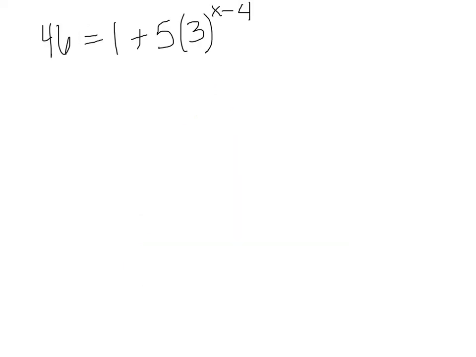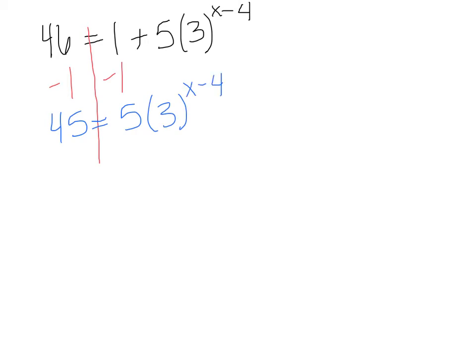This one looks really crazy complex, but we can do it. I have faith in you guys. We're going to use our algebra skills to get that exponential by itself. I'm going to subtract 1 from both sides. So we end up with 45 equals 5 times 3 to the x minus 4.